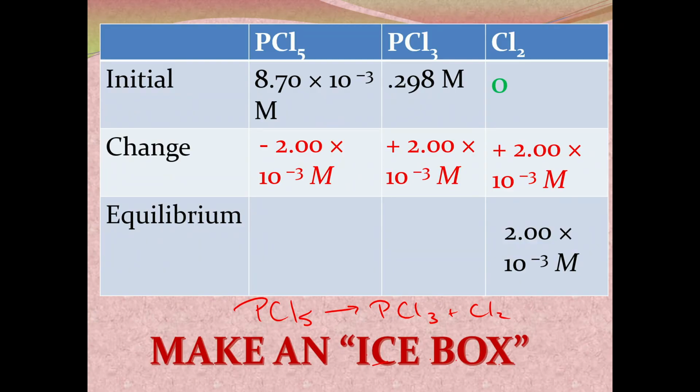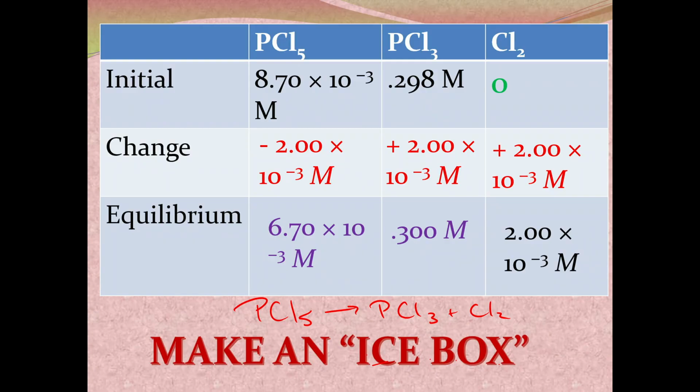Okay. When you're doing the ICE box, stoichiometry matters. Since this is all 1-to-1, I know that if I make this much chlorine, I have to make that much PCl3, and I have to lose that amount of PCl5. So 0.298 plus 2.0 times 10 to the minus 3 is 0.300 molar. 8.70 times 10 to the minus 3 minus 2.0 times 10 to the minus 3 is 6.7 times 10 to the minus 3 molar. These are now my equilibrium concentrations.